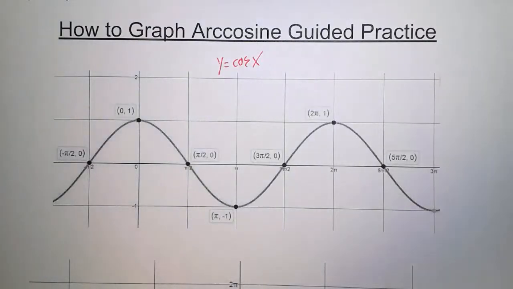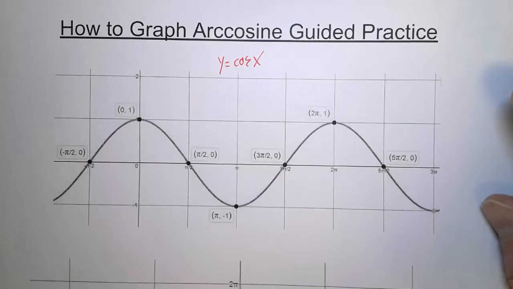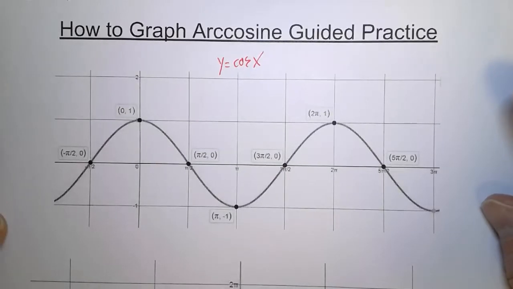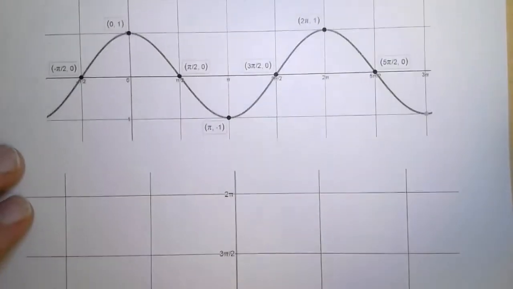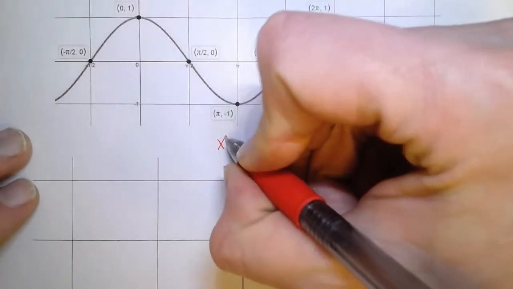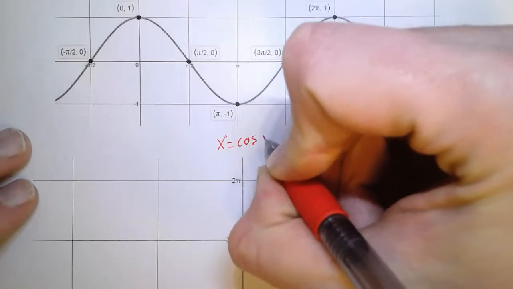Hey everybody, in this video I'm going to show you how we create the arccosine graph. Now up at the top here we have an example of the cosine function. And so what we're going to do to graph arccosine is we need to find the inverse. So down below we're going to graph x equals cosine of y.